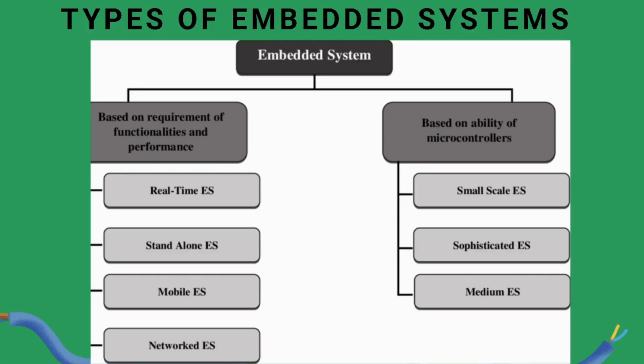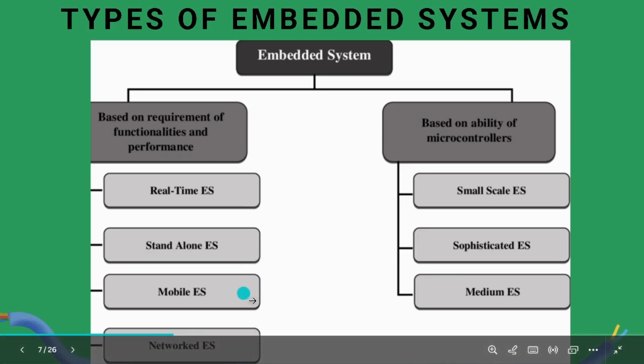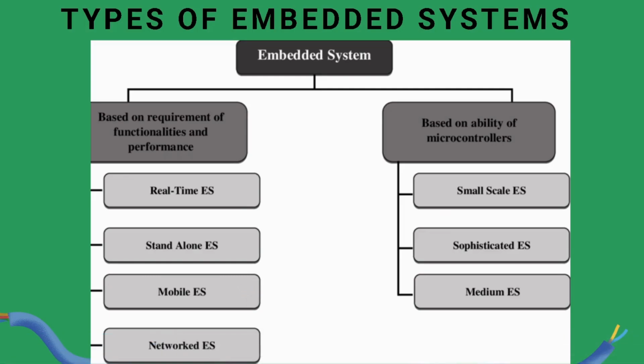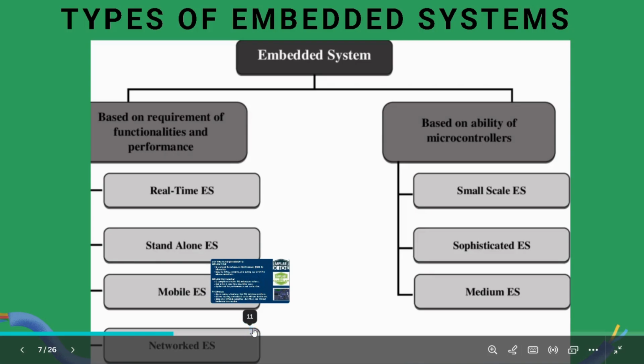So there are generally two types of embedded systems. One is based on the requirement of functionalities and performance, and another is based on the ability of the microcontrollers. So coming to real-time ES, which are systems that respond to inputs within a strict time deadline. And second type is standalone ES, which perform dedicated functions independently without needing a host system. And third one is mobile ES, which are compact, portable systems that are often powered by batteries. And the last one is network ES, which is connected to a network for communication and control.